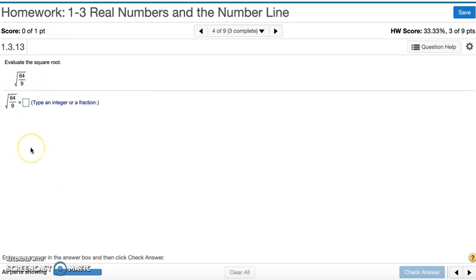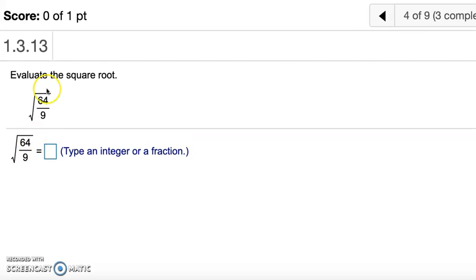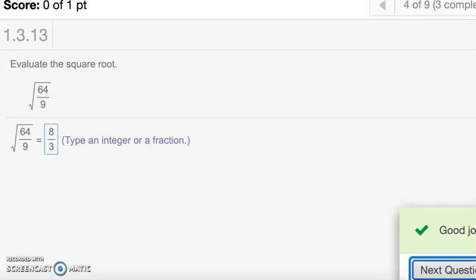Number 4, it says to evaluate the square root. We have a fraction inside the square root, so let's zoom that in. And to evaluate it, we take the square root of the top and bottom number. So the square root of 64 is 8, and the square root of 9 is 3. So 8 over 3 is number 4.